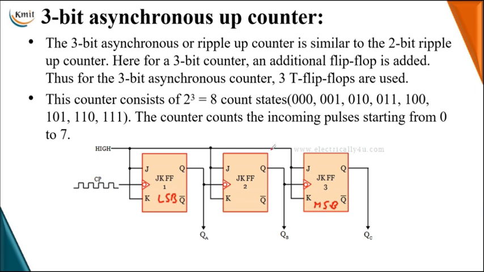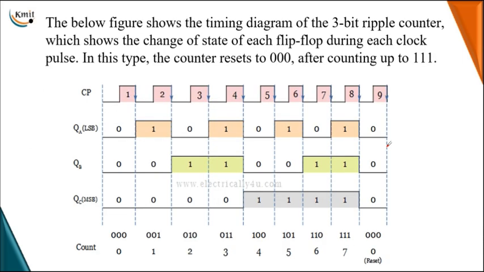Whenever we apply a clock signal here, these flip-flops are operated with a negative edge trigger. Initially, using the asynchronous input, we clear the contents of all the flip-flops, so all give the initial state, which is equal to logical 0. Here QA is taken as the least significant bit and QC is the most significant bit.